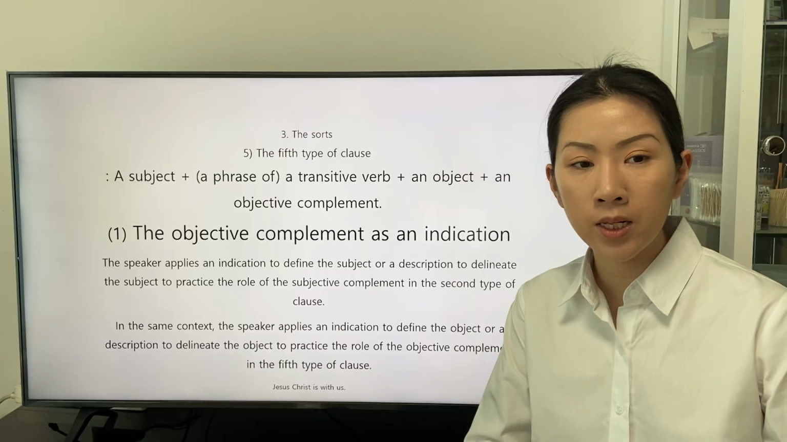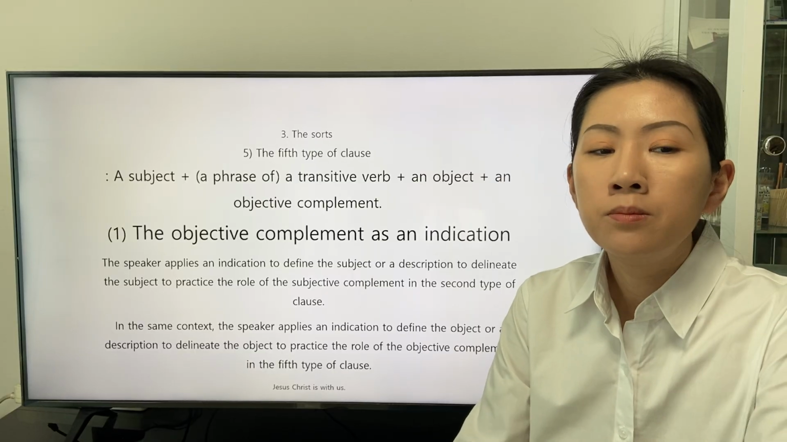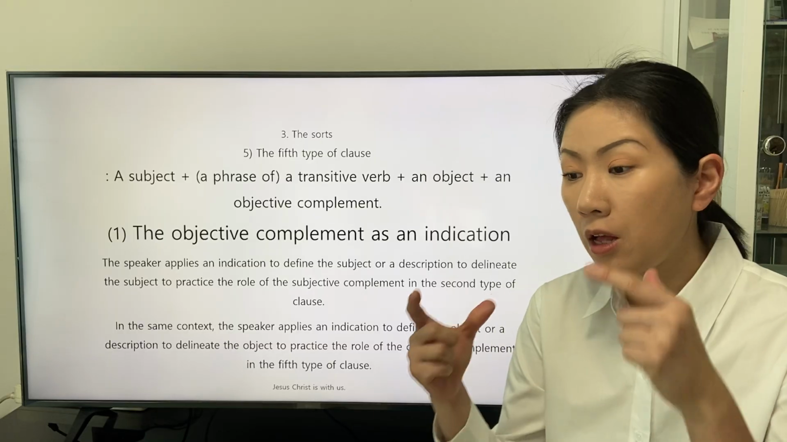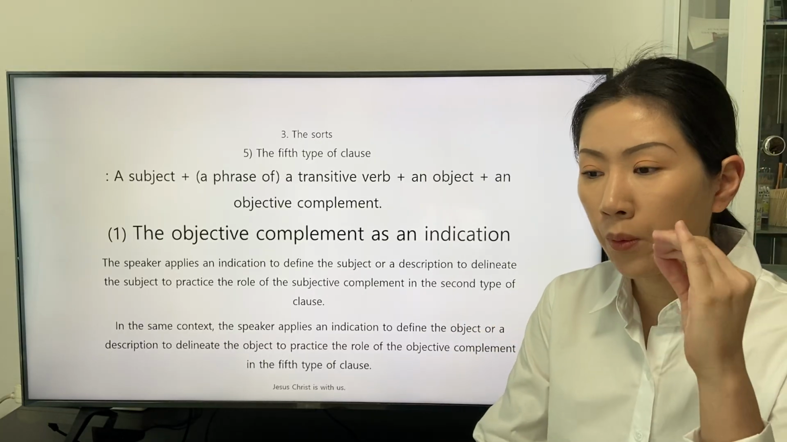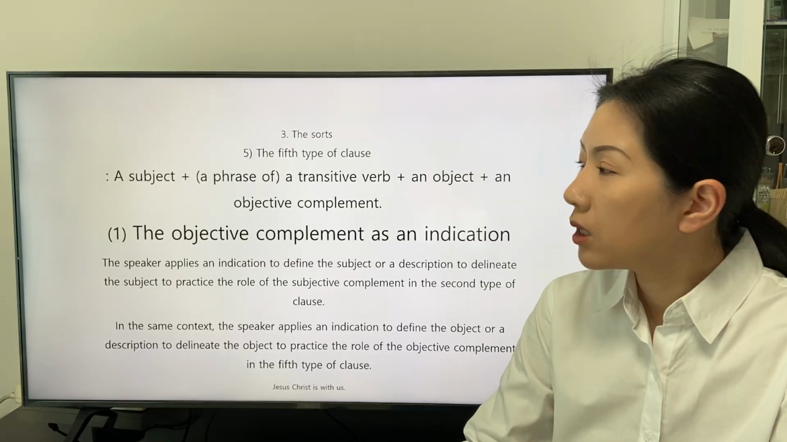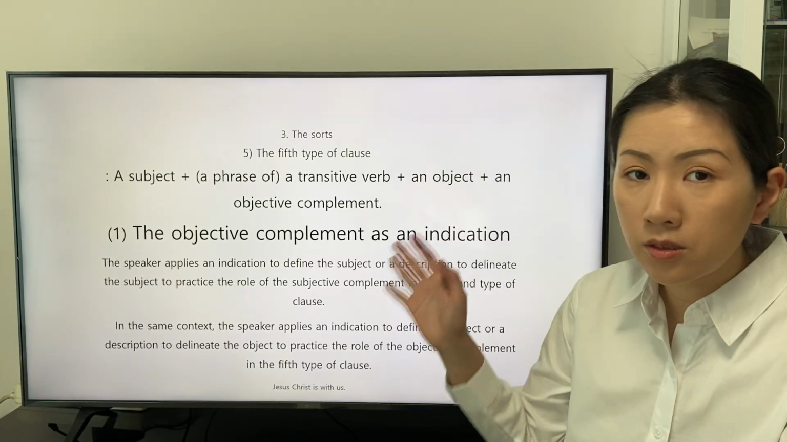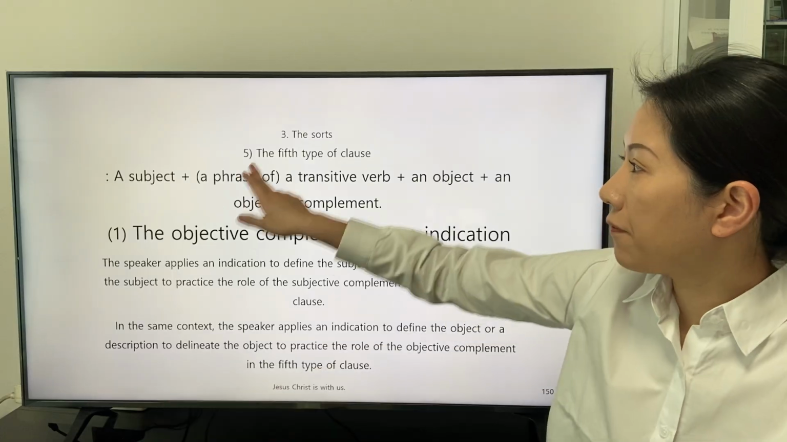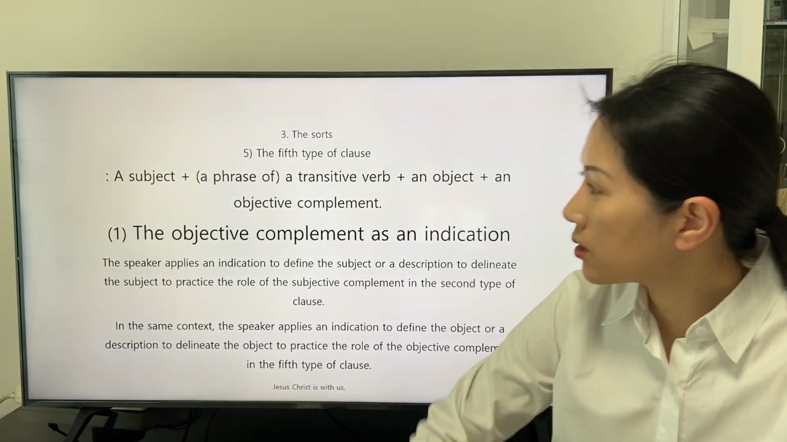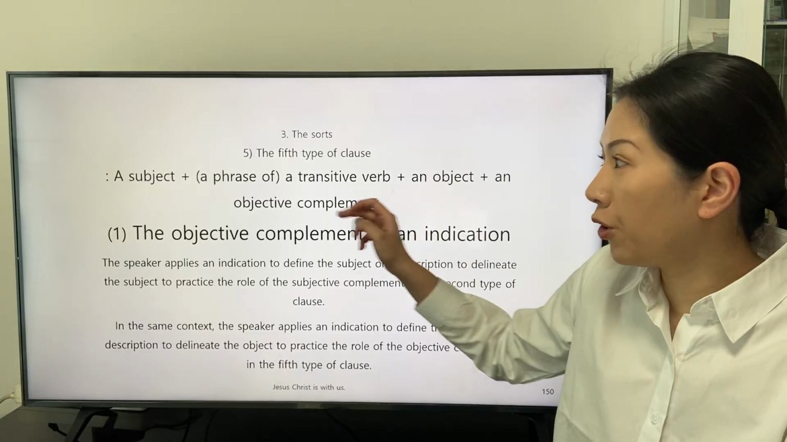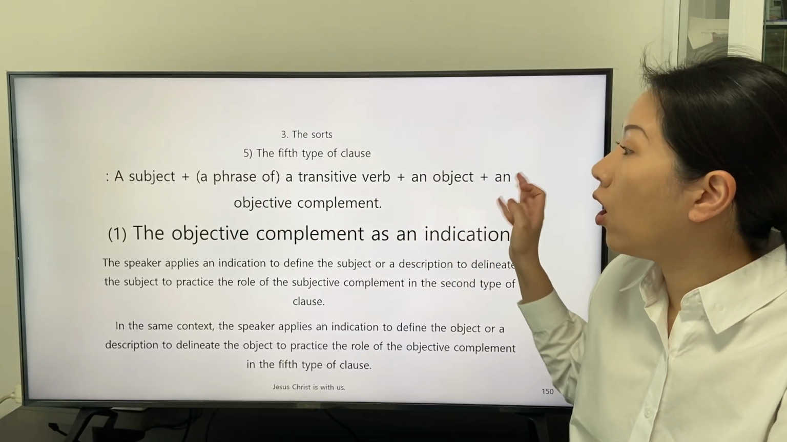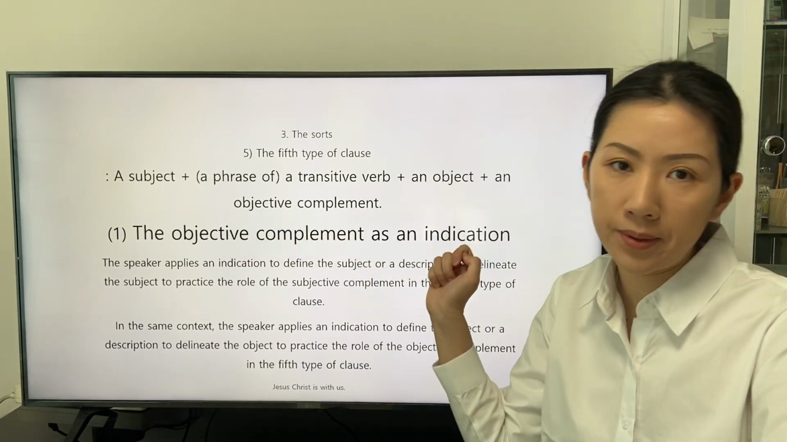From now on, we will continue to study the 5 types of clauses, the way to classify clauses. This clause especially deals with the 5th type of clause, which consists of a subject, a transitive verb, or a phrase of a transitive verb, an object, and an objective complement.